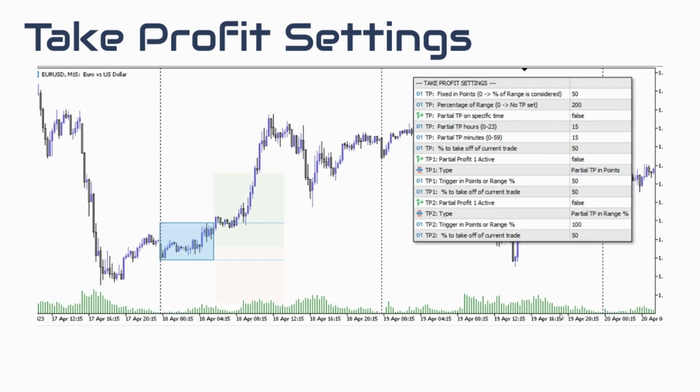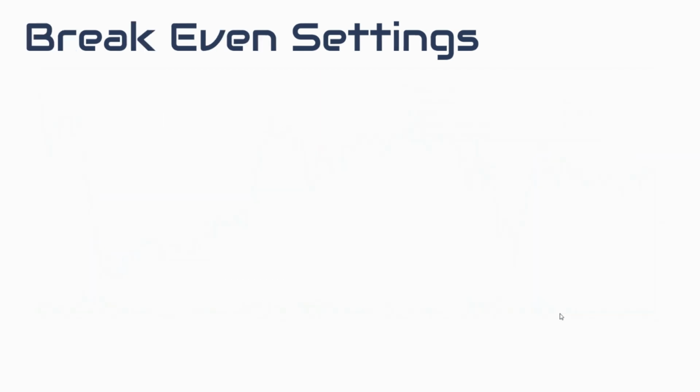Step Ahead also allows you to configure two levels for partial take profit. The trigger of each level can be specified in points or a percentage of the range size. In our example, our trade started with 0.8 lots. TP1 is configured to be activated when 50 points are reached. 0.4 lots are closed. TP2 is configured to be activated once the price reaches 100% of the range, 50% of the remaining active lots are closed, and 0.2 is kept running.